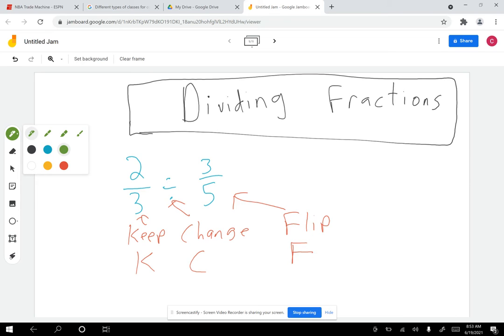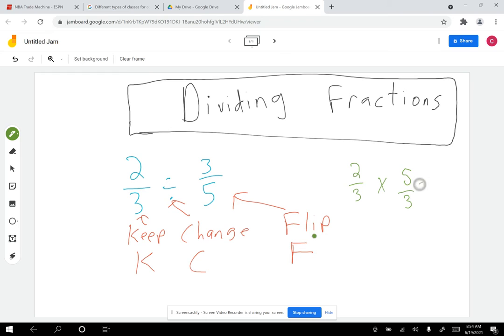You're going to follow these letters. So as you can see, 2/3 we're told to keep. So we're going to keep 2/3. We're going to change the division sign to multiplication. Then we're going to flip 3/5. So 5 is on the top and 3 is on the bottom, which is the reciprocal. We are essentially multiplying by the reciprocal. Keep, change, flip. And then we just do what we did in the previous video and multiply straight across.